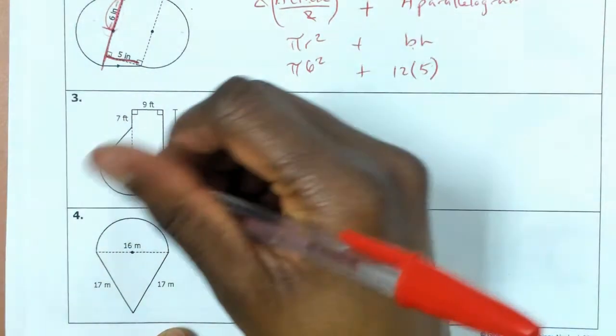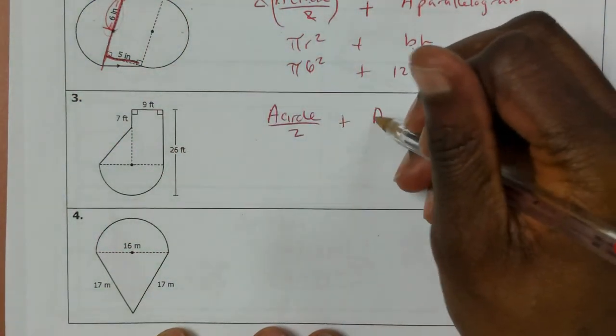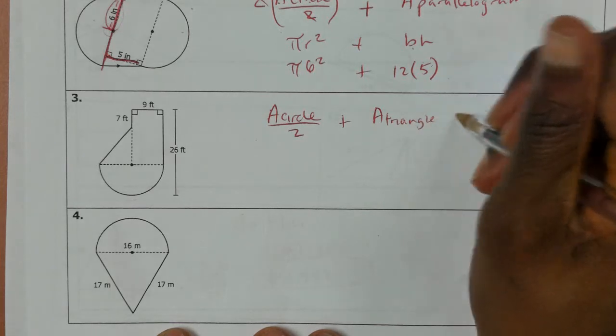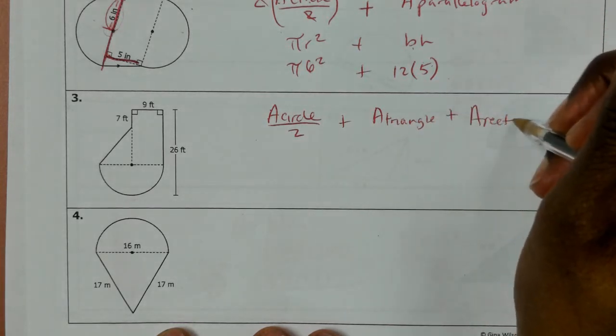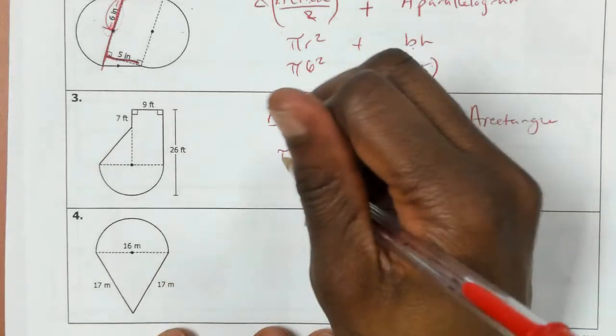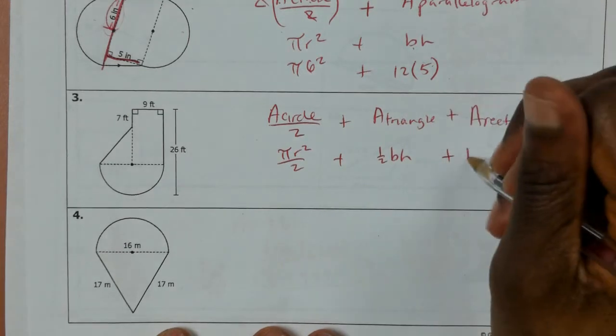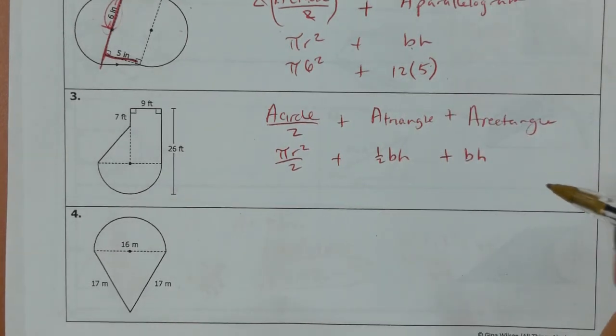Okay, we have half of a circle, so we have the area of a circle, but we're going to divide it in half. We have a triangle and a rectangle. So the formulas for those, I have them memorized, but you can use the formula sheet for now if you don't have them memorized. You do need to memorize these 3 formulas because they don't give you these on the formula sheet for the geometry OC.